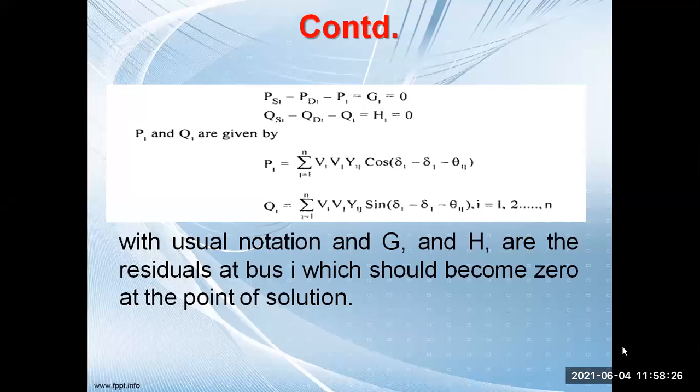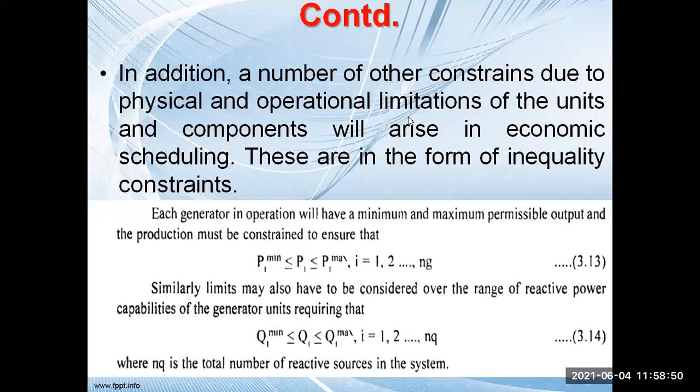With usual notation, G and H are the residuals at bus i, which should become zero at the point of solution. This is the way we calculate the power flow equations, P1 and Q1, and the load balance equation. These two equations are known as the equality constraints of the economic load dispatch.